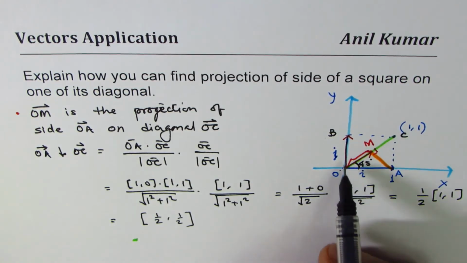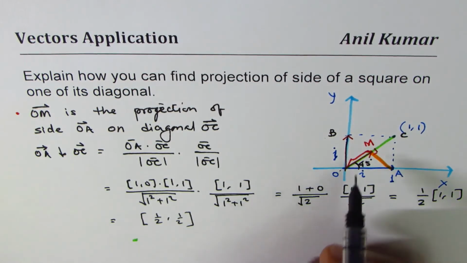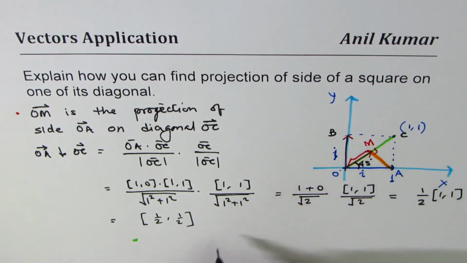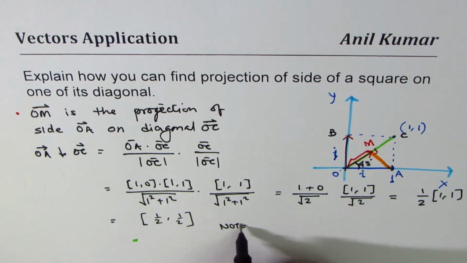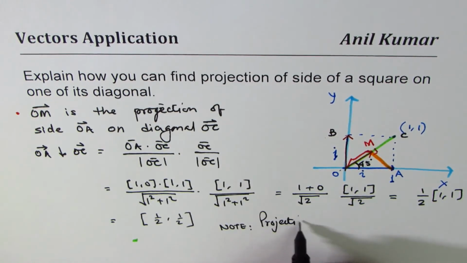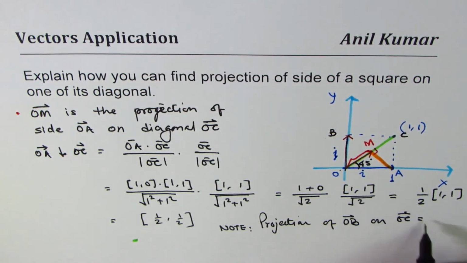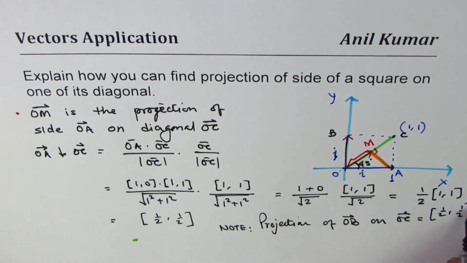If you find projection of OB on OC, that is also going to be the same since this angle is 45 degrees, right? Note: projection of OB on OC is also going to be equal to the same, right? Perfect. So that is how you should do this type of question.